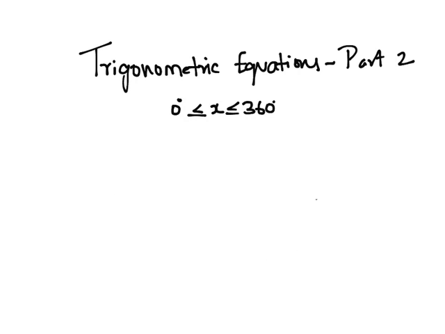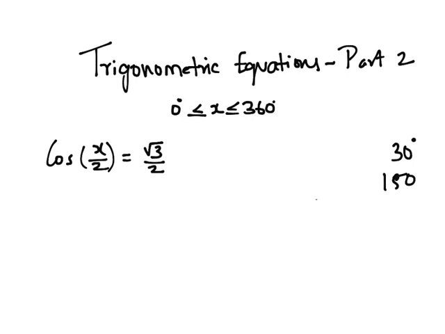Okay, now let us consider another problem. Let's say cos of x upon 2 is equal to root 3 by 2. We know cos 30 degrees is equal to root 3 by 2. So let me write all the four angles: 30 degrees, 150 degrees, 210 degrees and 330 degrees.